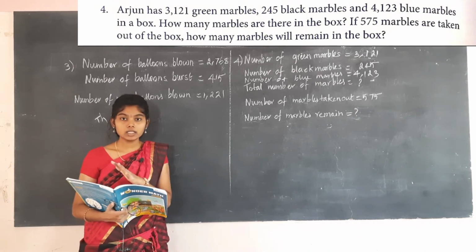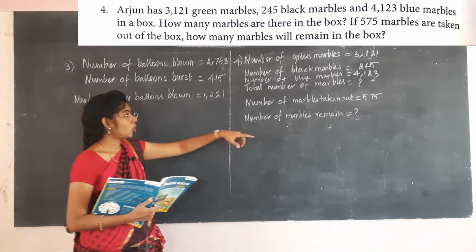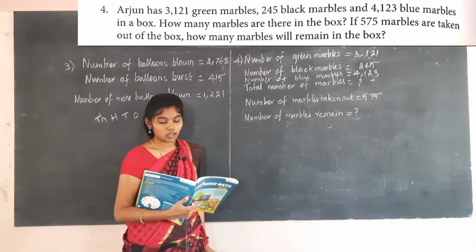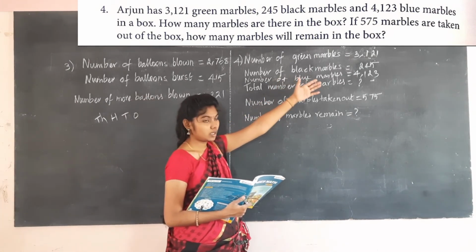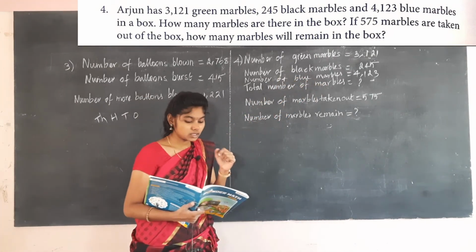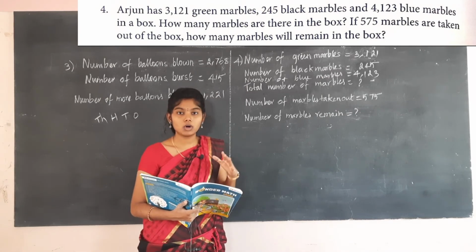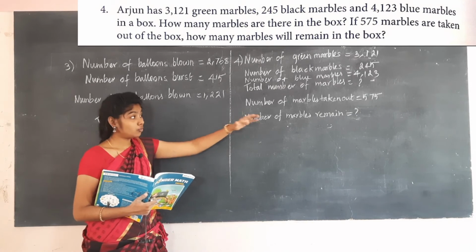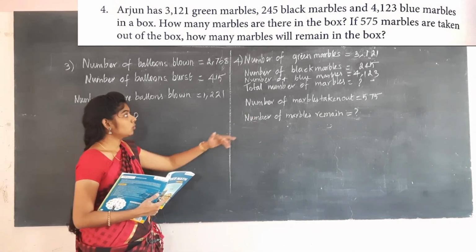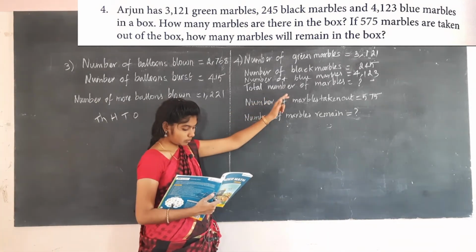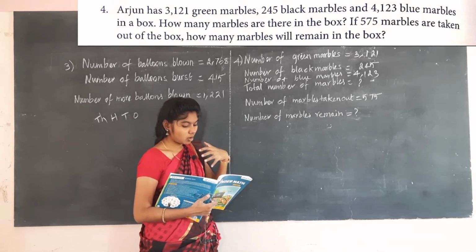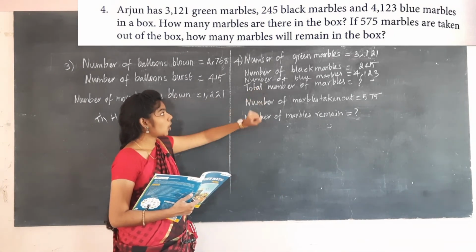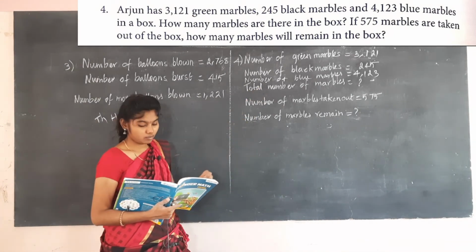Here Arjun has a number of marbles, that is green color, black color and blue color. So I have mentioned the numbers here, and what they have asked is how many marbles are there in the box. So we have to find that. What do we have to do to find how many marbles are there in the box? We have to total all the numbers. We have to add those numbers.